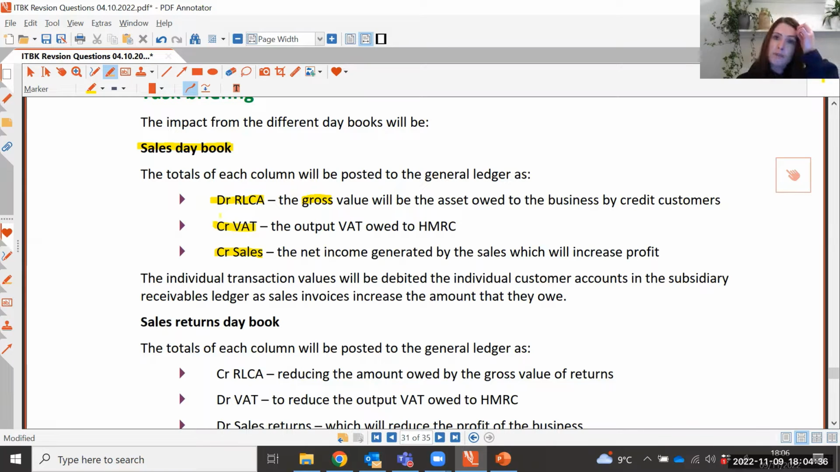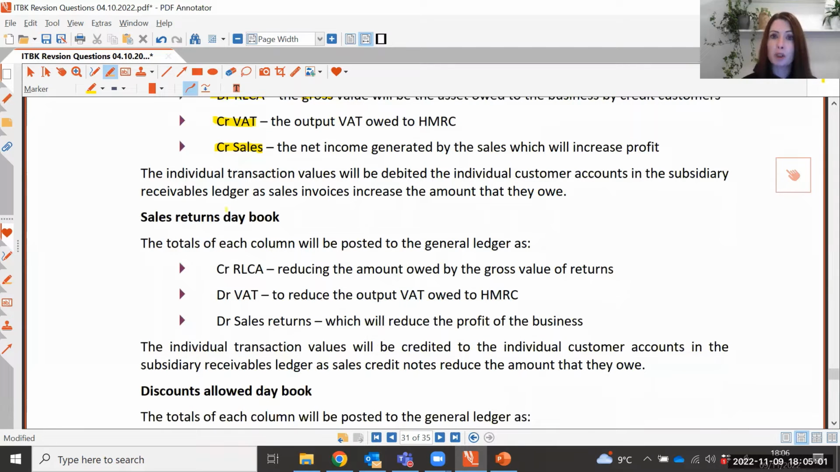Now, the total of the VAT column in the sales day book will be posted as a credit to the VAT control account. Remember, the VAT control account is a liability account, so any increase in the liability will be entered onto the credit side of the account. So VAT on sales, we need to pay over the VAT amount over to HMRC, so therefore it's going to increase the amount that we owe them.